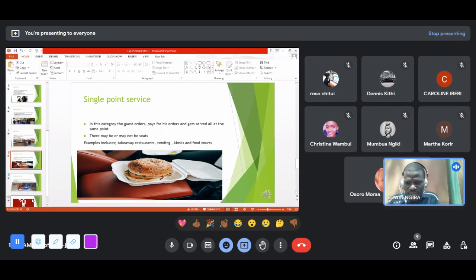Next, we have single point service. Single point in the sense that all the procedures are done at one point. That is, the guest makes the order at that one point, and then they pay at that point and get served all at the same point. So you can see it is more or less like what we've just discussed, self-service. But the essence here is that with single point, the guests are served in one particular position. They don't have to move.